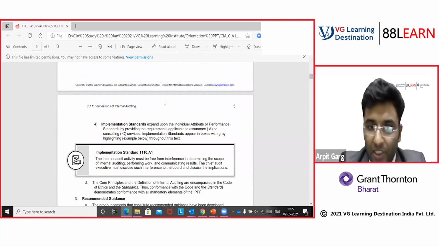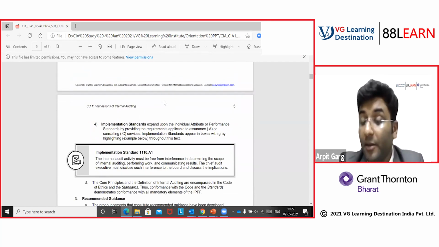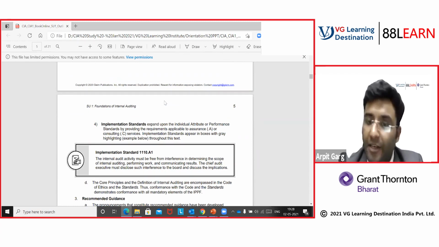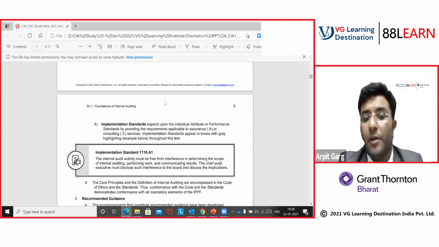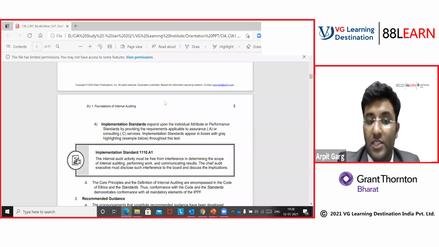Now we have the implementation standards, which we remember expand upon the individual attribute or performance standards by providing the requirements applicable to assurance or consulting services. Implementation standards appear in boxes with gray. Again, one example is given: internal audit activity must be free from interference in determining the scope of internal auditing, performing work, and communicating results. The CAE must disclose such interference to the board and discuss the implications. So these are implementation standards, which expand upon the other category of standards.